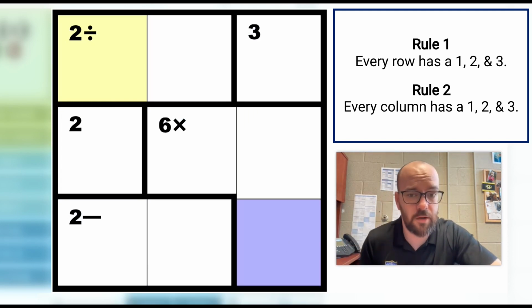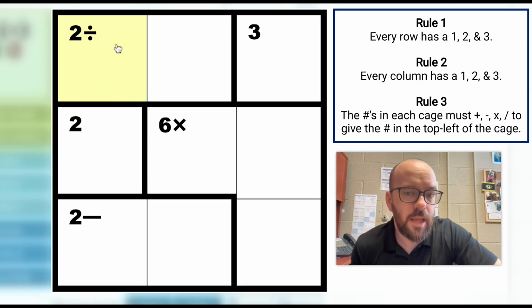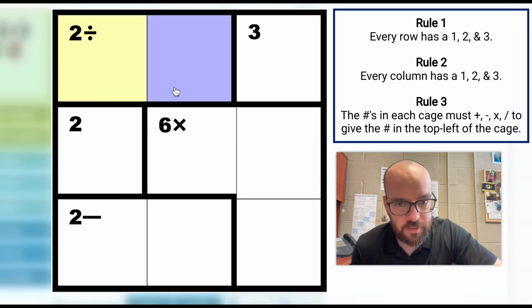The third rule of Calcudoku is that each of these cages, so you can see these kind of thicker lines that form this into sections. So here's a cage right here. This is a small 1-box cage. I've got a 3-box cage here, a cage here, and a cage here.